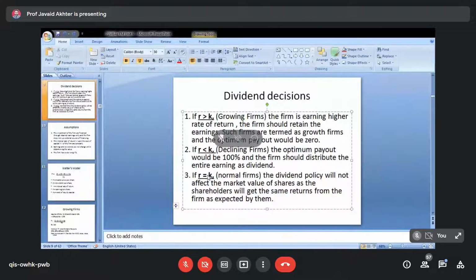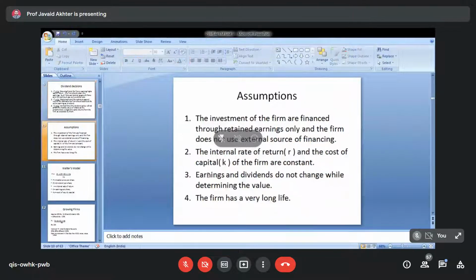I'll repeat. First of all, Walter belongs to which category? Relevant or irrelevant? Relevant. Number two, according to him, there are three categories of firm: growing, declining, and normal. Further, in each category, he recommends a different dividend payout ratio. What does he recommend? We will see in the subsequent slide, provided the discussion up to this stage is clear. Yes, sir. Okay.